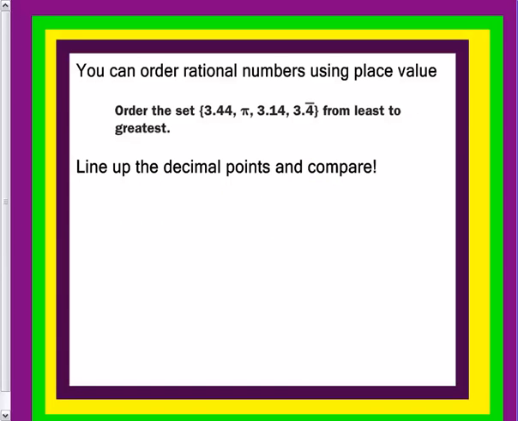You can also order rational numbers using place values. So here we have a set of numbers, and they want us to line up the decimal points, order them from least to greatest, and compare them. So what I like to do is line them up by their decimal points. So 3.44. Pi is the same thing as 3.14, and it goes on and on. So this would be 3.14159, on and on and on. So that would be 3.141, I'll just go to 5.